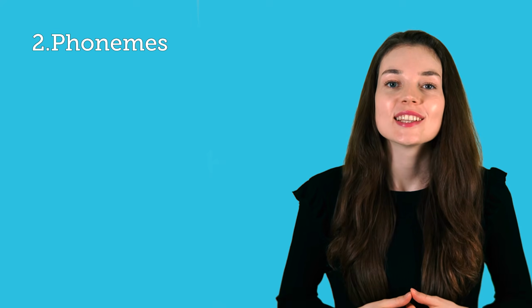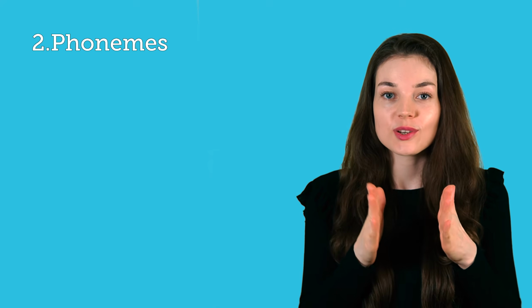This leads us on nicely to the second step, which is phonemes. So phonemes are the smallest unit of sound within words. A few different examples of phonemes would include A, D, P, G, and so on.